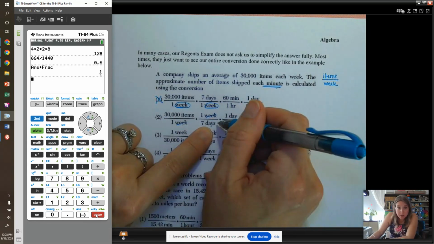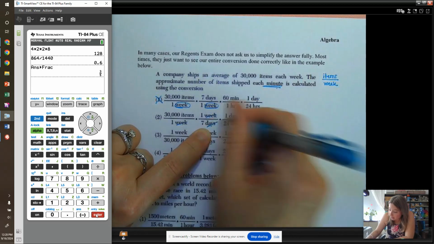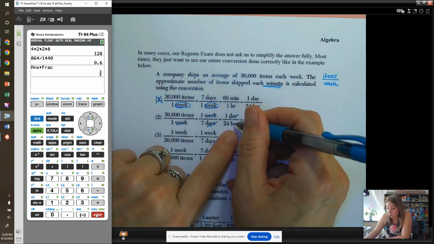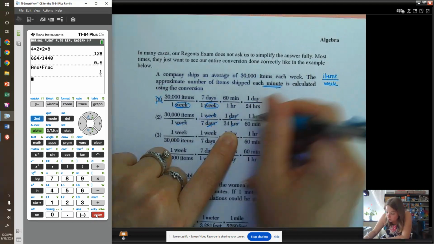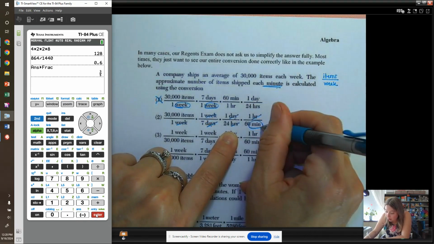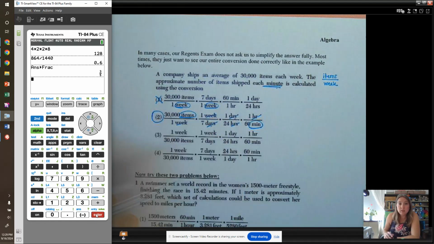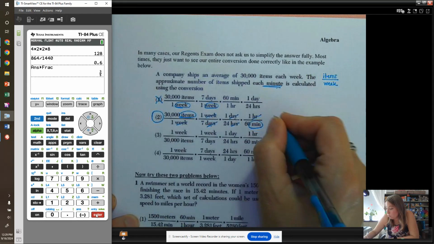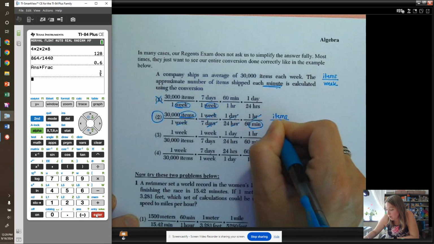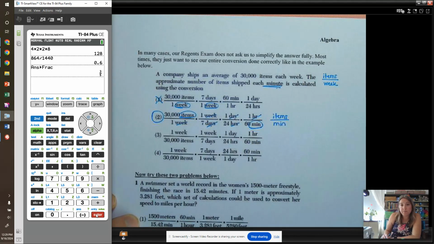We want to go down to minutes, don't we? So days, 24 hours in a day. Hours, look what we have left on the bottom. Minutes, we got items per minute right here. Let me just show you. We wanted items per minute and we got it. That was what we wanted.